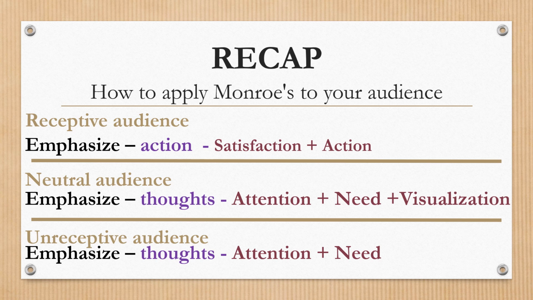So recapping, when you get your survey results, you're going to determine if you have a receptive audience, someone who's on your side. And if you do, as you apply Monroe's motivated sequence, you're going to really focus on satisfaction and action. If you determine you have a neutral audience, they're kind of on the fence, they're like whatever, or they never really thought about this much before, you're going to emphasize attention, need, and visualization. And if you had an audience that's unreceptive towards your topic, you're going to focus on attention and need.